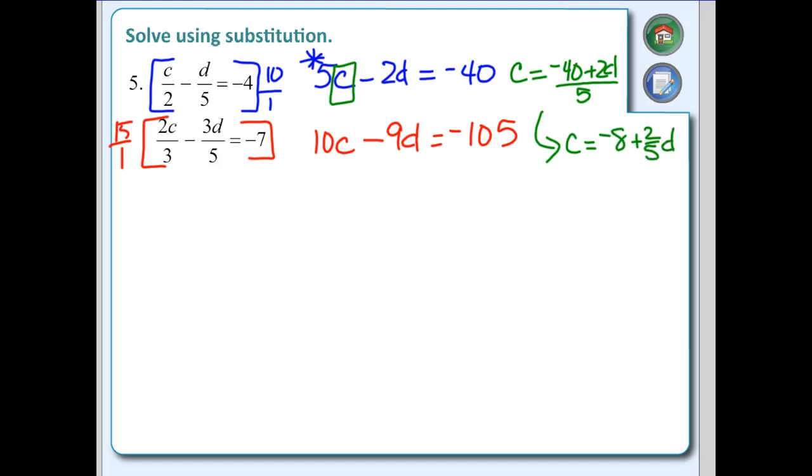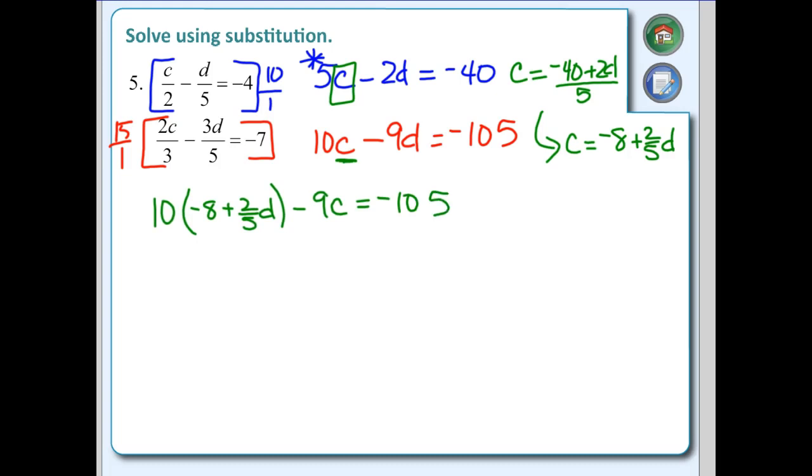Now, it looks kind of nasty, but we're pretty good at math. We're 8th graders, so let's see what happens. Now, remember, I'm going to plug that c into the second equation. So we've got 10 times c, which is negative 8 plus 2/5 d, minus 9c equals negative 105.